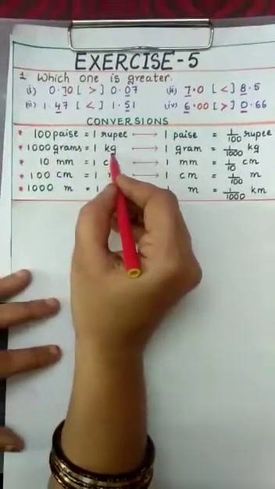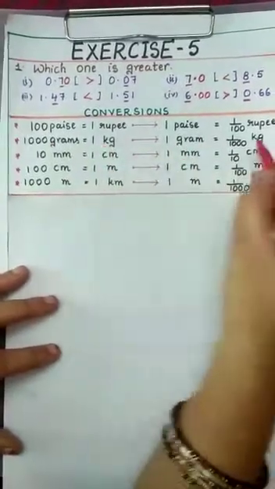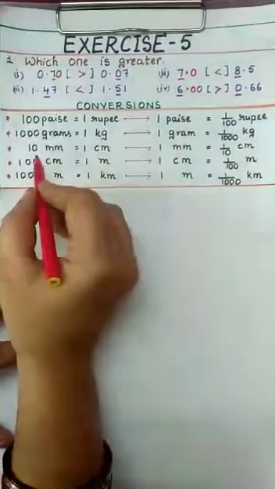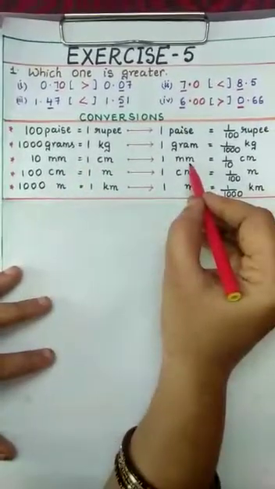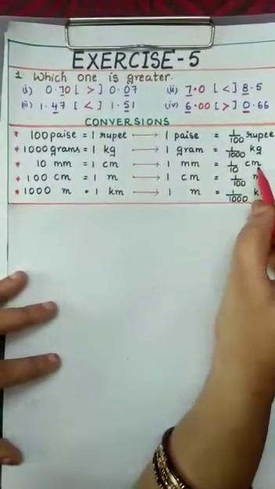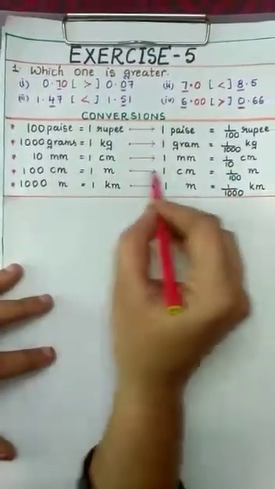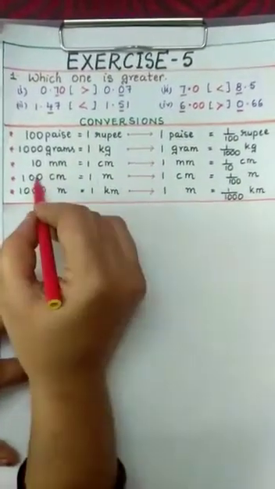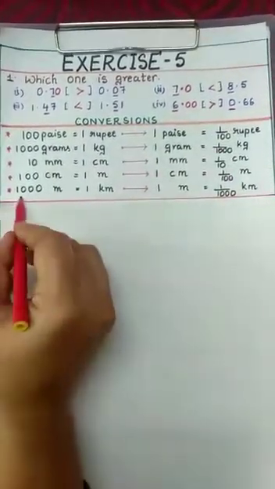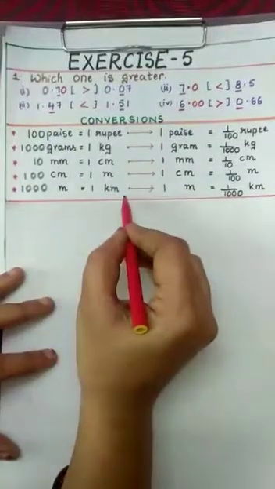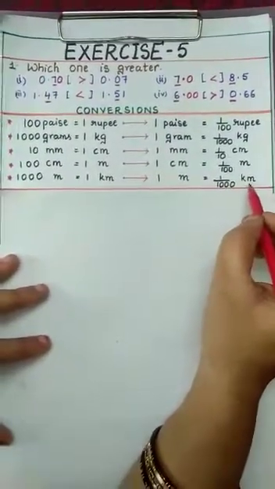1000 grams, 1 kilogram. So from this how do you get 1 gram? Transpose, 1/1000th of a kilogram. 10 millimeters, 1 centimeter. So from this we get 1 millimeter is 1/10th of a centimeter. As we know 100 centimeters is 1 meter. So from this how do we get 1 centimeter? Transpose 100, 1/100th of a meter. Now 1000 meters is 1 kilometer. So from this we get 1 meter is 1/1000th of a kilometer.